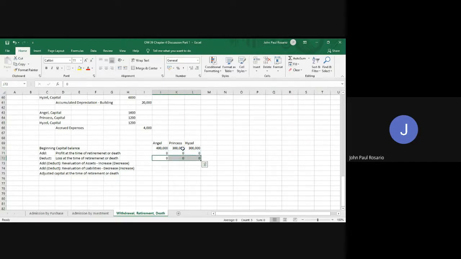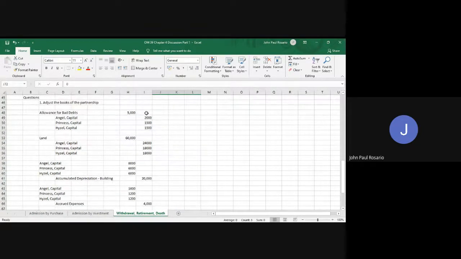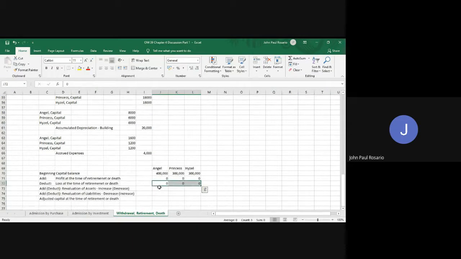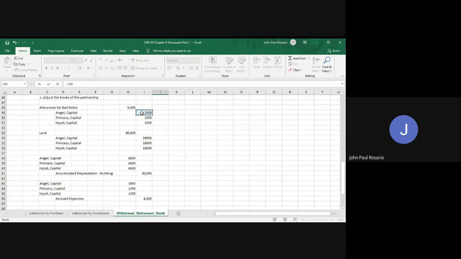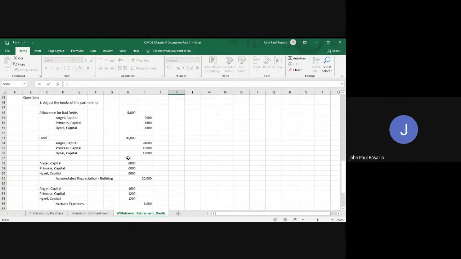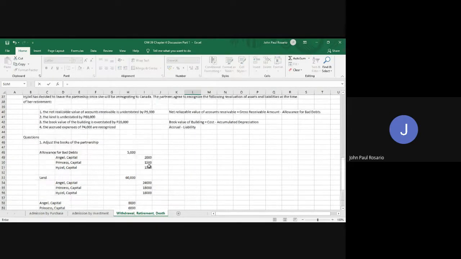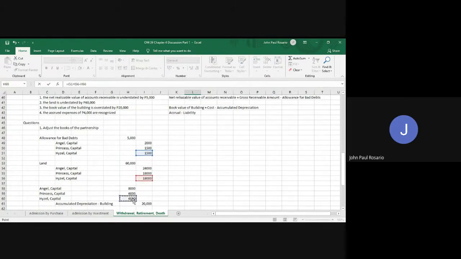But we have the valuation of assets. So in the valuation of assets, we have increase, increase, and then decrease. So here, for the increases, we add. Add the increase, and then deduct the decrease. Same here, add the increase, deduct the decrease. Same here, add the increase, deduct the decrease.